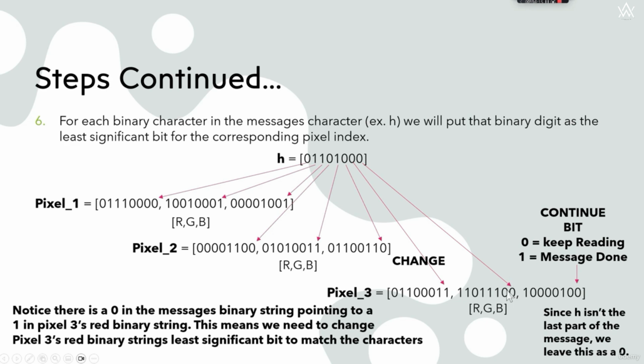And then we are going to continue on to the 9th bit. So here's where we need 9. This is going to be called our continue bit. If it's a 0, we need to keep reading, whereas if it's a 1, then the message is complete. So since H isn't the last part of the message, we leave this as a 0. When we get to I, we're going to change this to a 1, saying you need to stop reading the pixels, because we have actually finished the message. So you can stop and turn everything into the message.